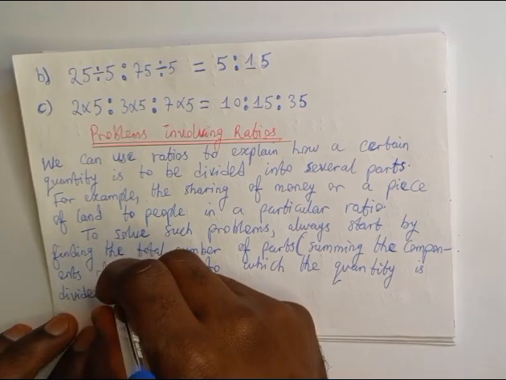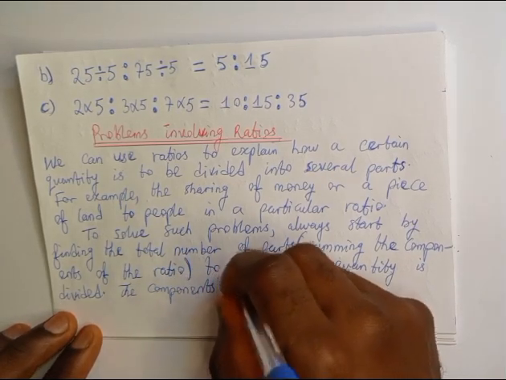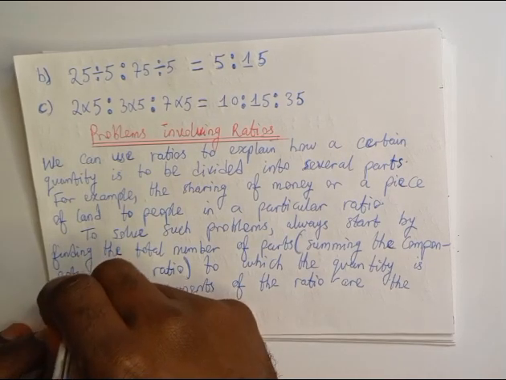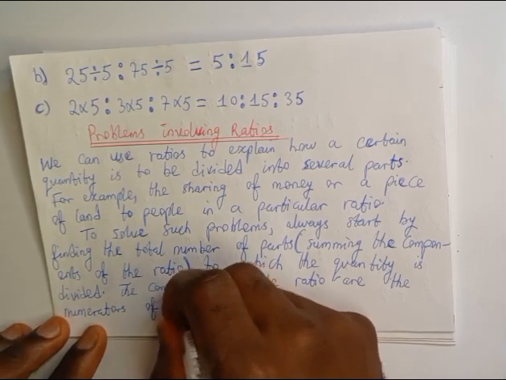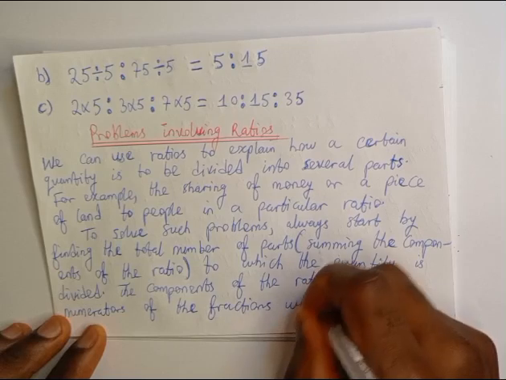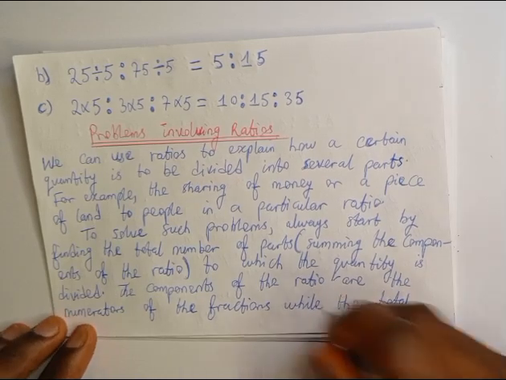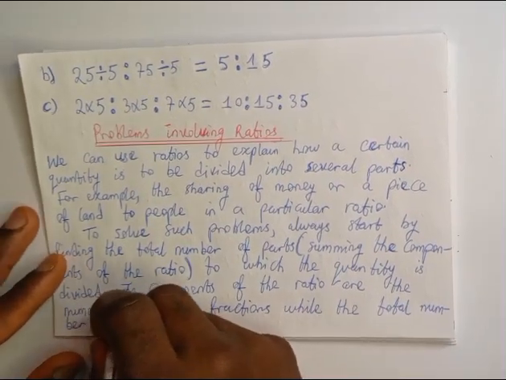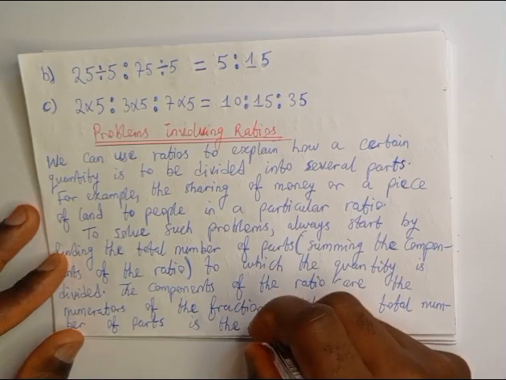The next continuation of this, the components of the ratio are the numerators of the fractions while the total number of parts, the sum of the components of the ratio, is the denominator.